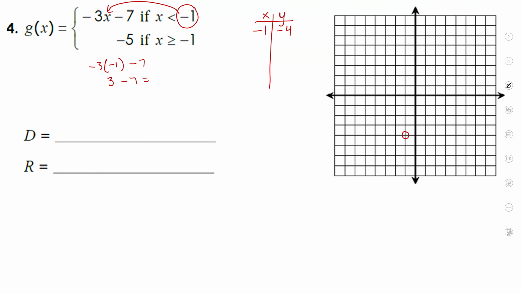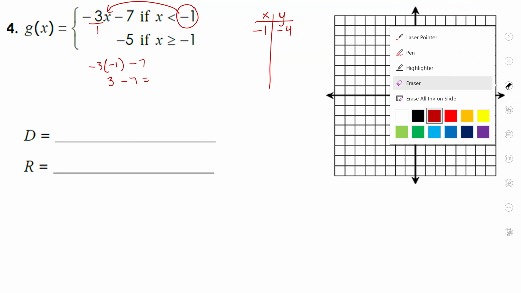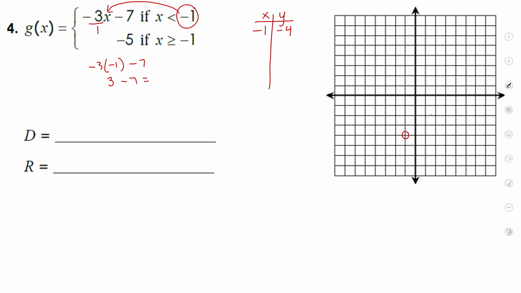Looking at the original problem, this is my slope, -3/1. I want to be less than -1, so I need to be on this side of the graph. So I'm going to go this way: up 3 to the left 1, up 3 to the left 1. So this is my line.